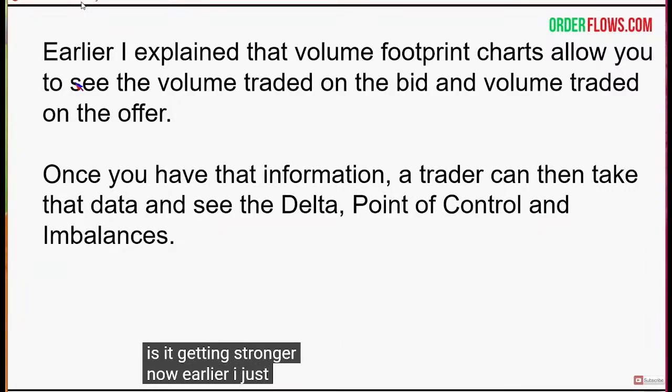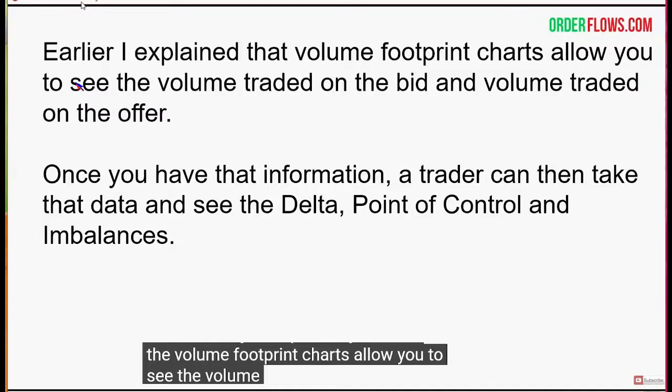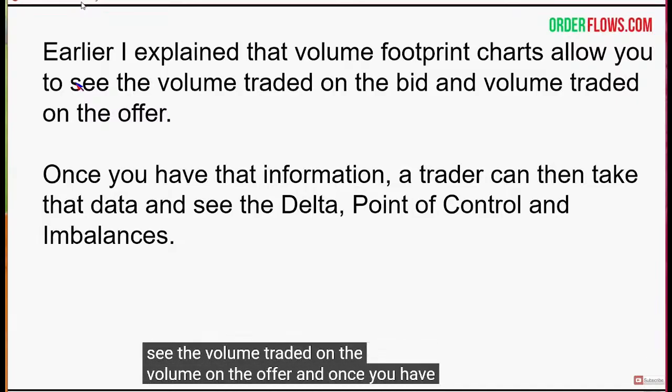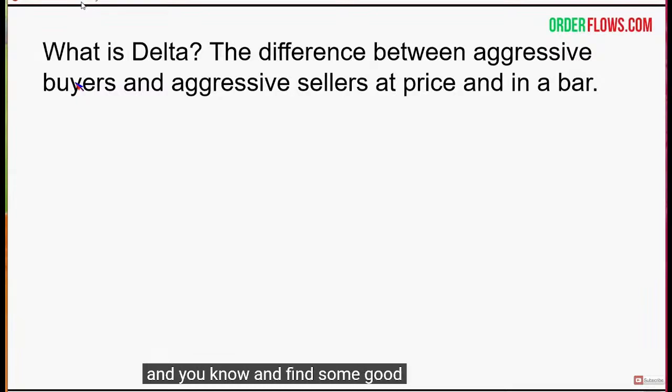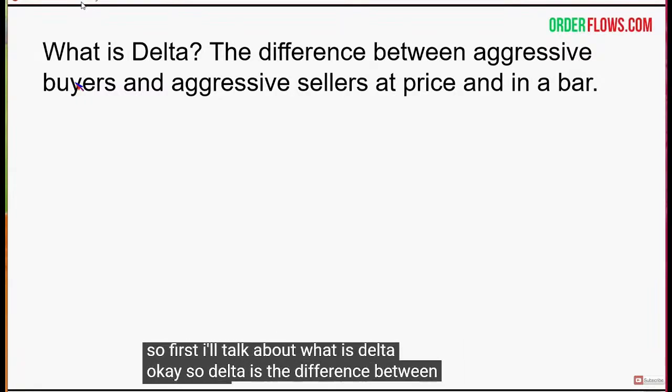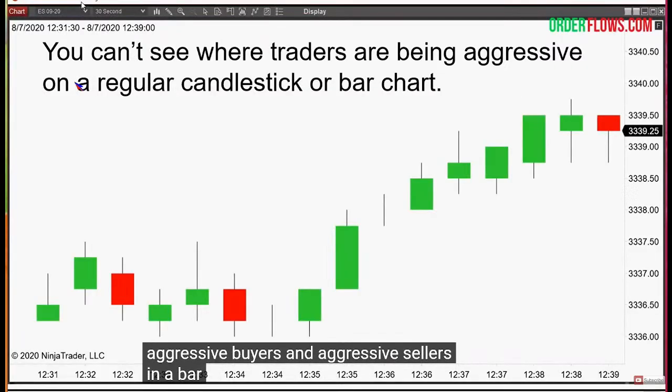Now, earlier I just explained, the volume footprint charts allow you to see the volume traded on the bid and the volume traded on the offer. And once you have that information, a trader can then take the data and see the delta, the point of control, and the imbalances, and find some good trading opportunities. So first, I'll talk about what is delta. Okay, so delta is the difference between aggressive buyers and aggressive sellers in a bar.